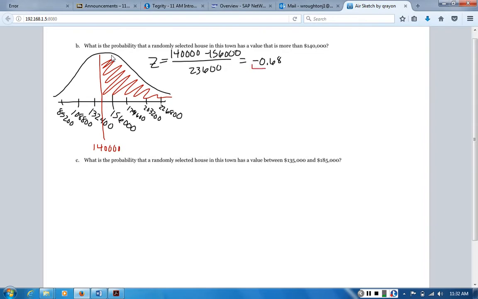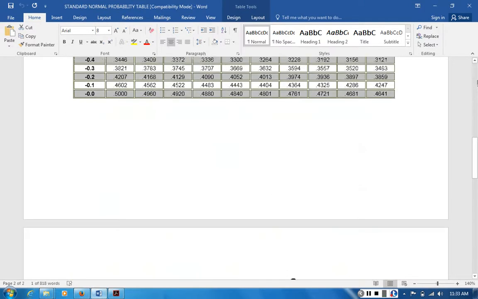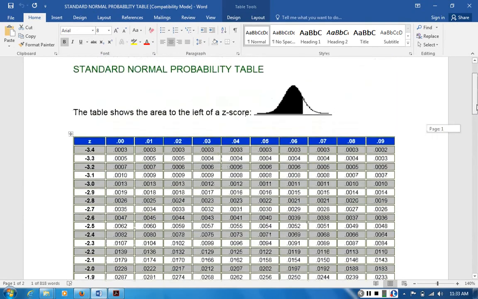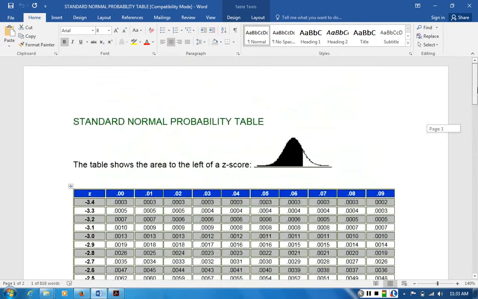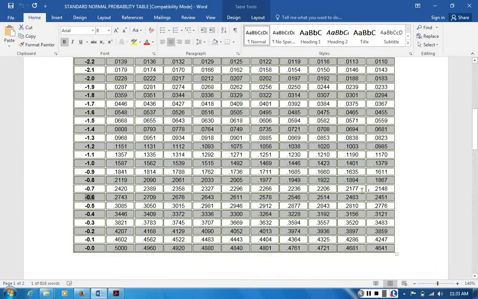So again, that first decimal point is our row, second decimal point is our column. So we're going to go to the table. This time the negative side. And here's my negative 0.6 row. Got to find that 8 column. Let's see, it's the second to last column here. So it's going to be this 0.2483 that I see.